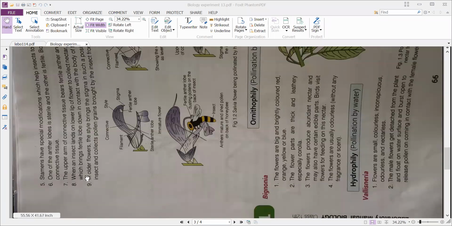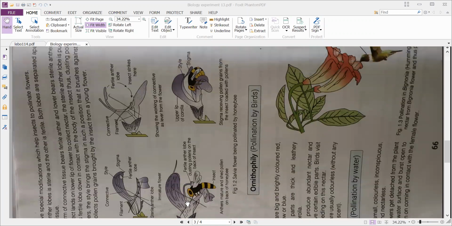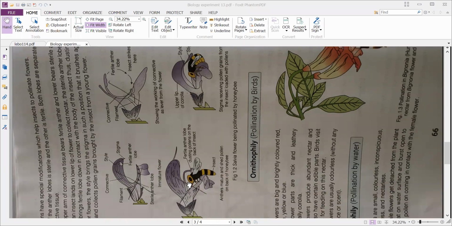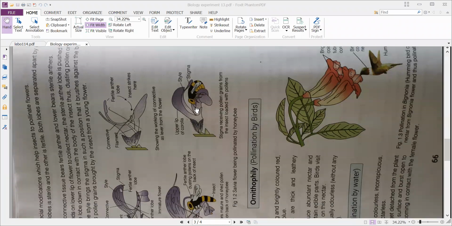You can see here, you have to write these observation points, and later you have to draw these diagrams. Here we can see one diagram. 4 diagrams are there. You can draw only one diagram, this last diagram, this 4th diagram. Remaining all are struck off. So we are showing the mechanism, how you can see here the stigma coming in contact with the body of the insect. If you draw that diagram, that is enough.